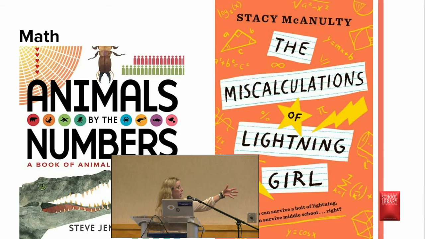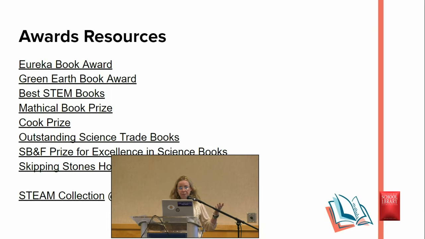And here's one, Animals by the Numbers, full of animal infographics that you could go back to your databases and digital resources and look and prove that stuff. Or The Miscalculations of Lightning Girl, which is a chapter book about a girl who gets struck by lightning, and now she can do amazing math in her head. Oh, if that were the only result from being struck by lightning.